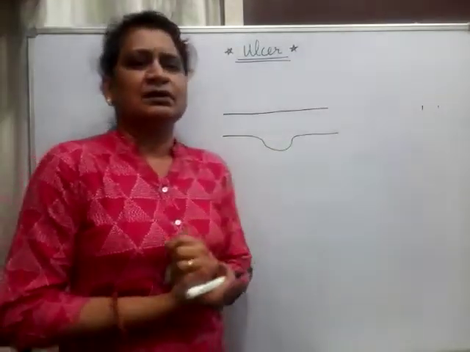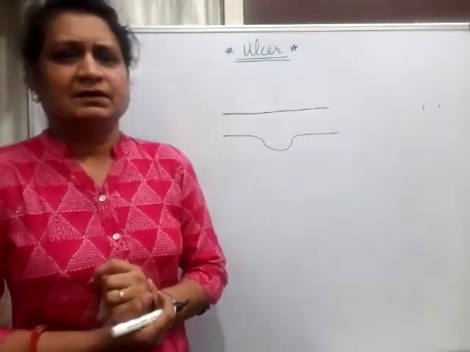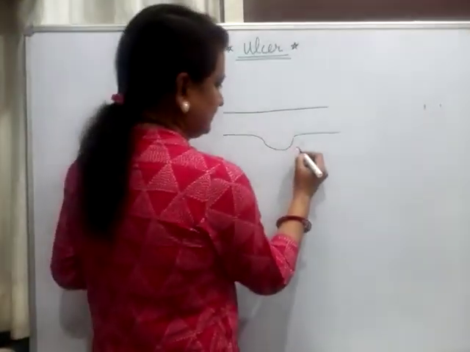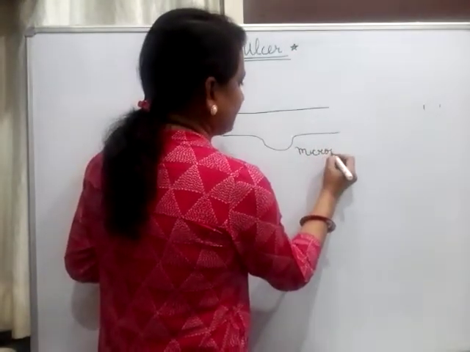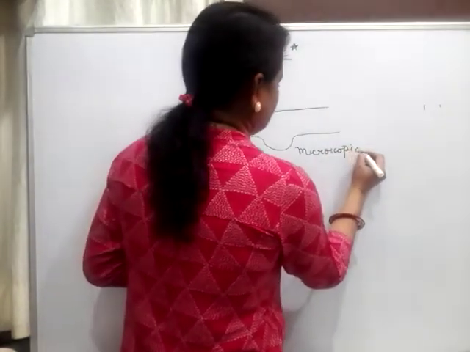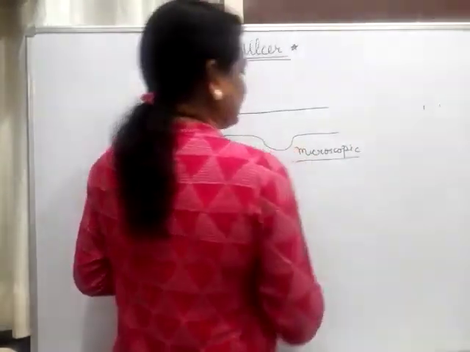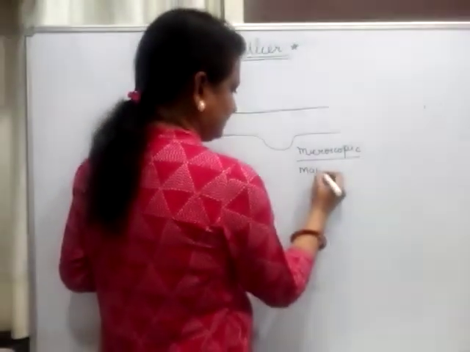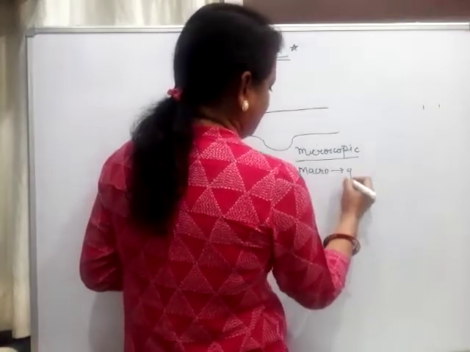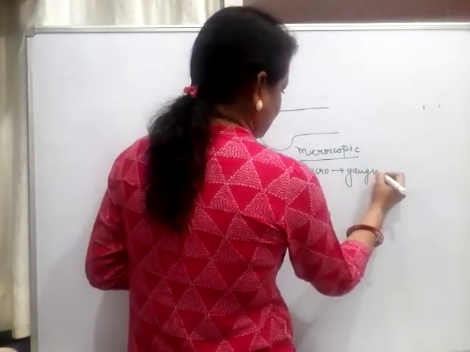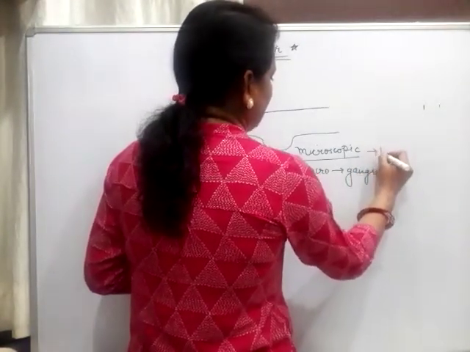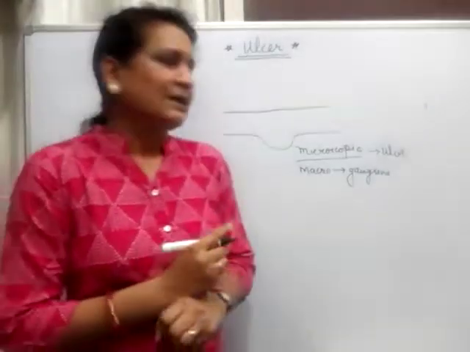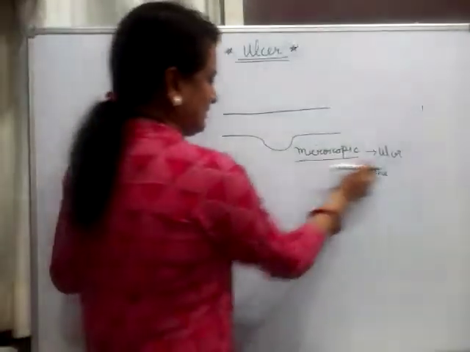This destruction of the surface tissue is cell by cell, that is microscopic destruction. Macroscopic destruction is gangrene and microscopic is ulcer. Now coming on to parts of ulcer.